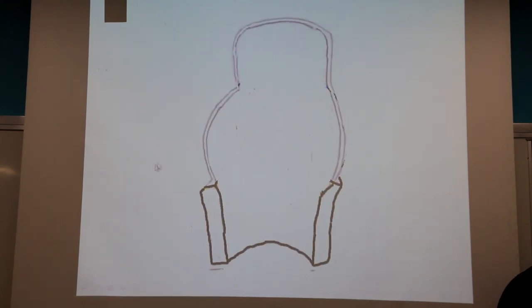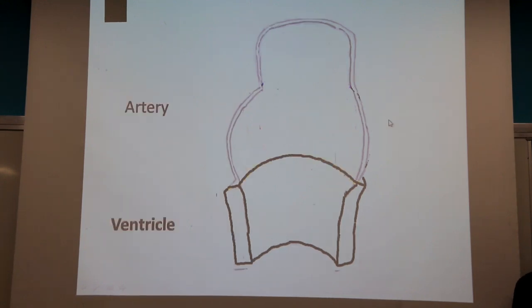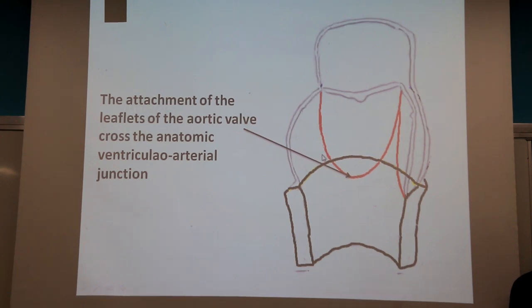Again, I will remove all the structures here and put it again. Here is artery and here is ventricle. So I'm going to put my leaflet here. And this is the annulus. So the annulus will cross the ventricular part, will cross the left ventricle. So the attachment of the leaflet of the aortic valve crosses the anatomical ventricular arterial junction and creates a crescent.